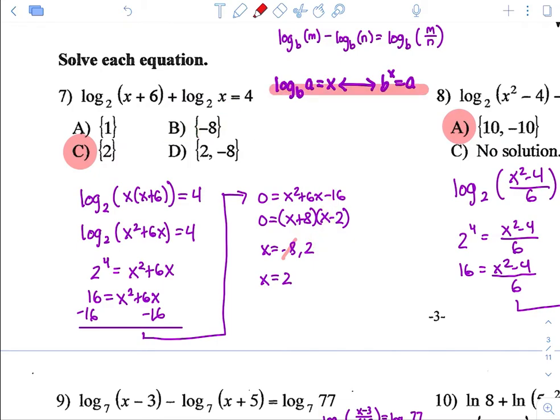But if you recognize, you see if you plug in x equal negative 8 right there, that's going to be log base 2 of a negative number. So that's why negative 8 cannot be an answer, so that means your only answer is 2. Negative 8 is what you call an extraneous solution.